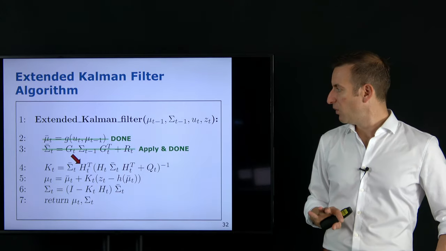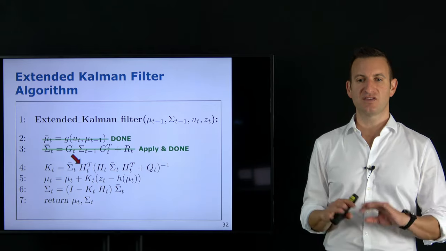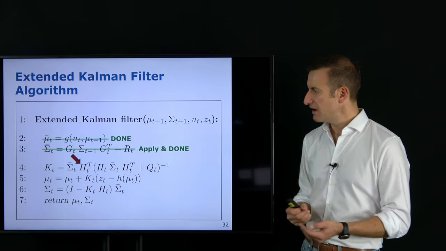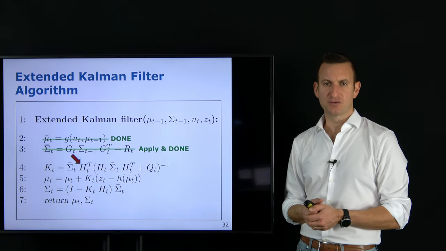And so with this, we are completely done. We can just apply it, and here we go. Everything is done. We know how to perform the prediction step in our Kalman filter and estimate where the system will be after executing the control command.